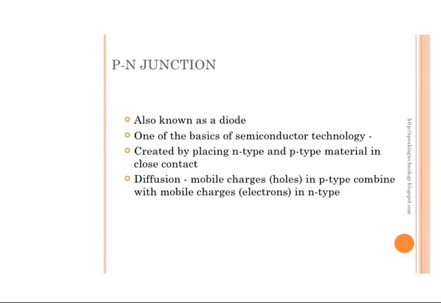They fill up the holes in the P-type material and produce negative ions. When electrons from the N side of the junction migrate to the P side, they leave behind positively charged donor ions on the N side. As a result, the P-type region near the junction has negatively charged acceptor ions, and in the N-type region near the junction there are positively charged donor ions. The PN junction is one of the basics of semiconductor technology.